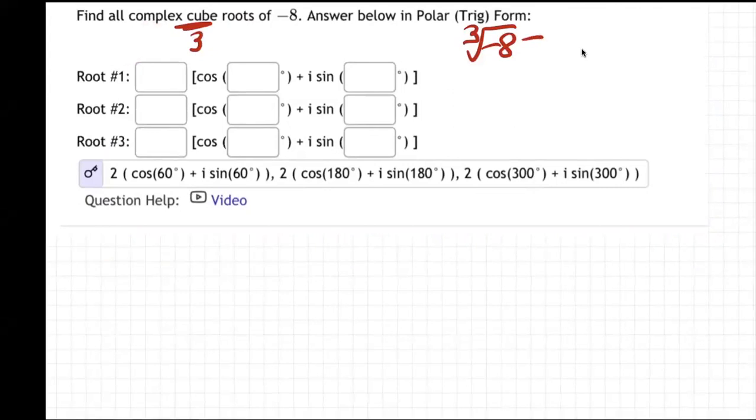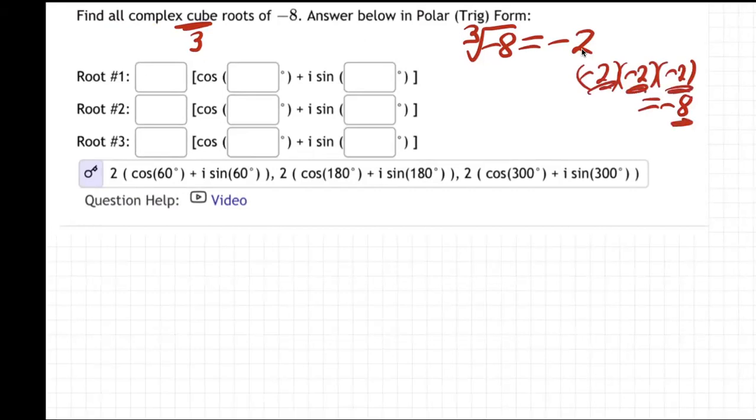Now you might look at that and go, well, I know the answer to that. That's -2, right? Because -2 times -2 times -2 is indeed -8. 2 times 2 is 4, times 2 is 8, and 3 negatives make negative. So it's -8. Okay, well, that's true. That's actually one of the answers. I'm sorry, -2 is one of the answers, but there's 2 others.